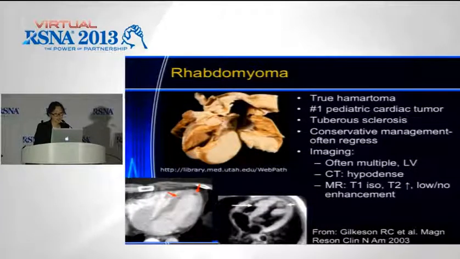Rhabdomyoma, another childhood tumour. So this is associated with tuberous sclerosis, and these are usually treated conservatively. In terms of imaging, they're interesting in that they can be multiple, so that breaks that rule of benign lesions in general, but they are found within the left heart, usually the left ventricle. They're hypodense on CT, and at MR, T1 iso-intense and T2 hyperintense.